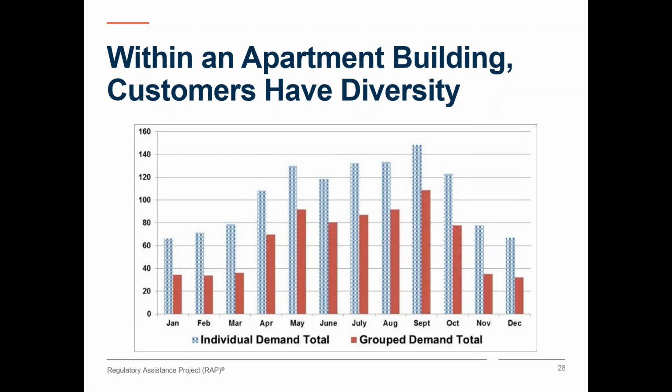And the same is true not just for apartment buildings, but for single family homes along the street or small businesses in a strip mall. The sum of customer individual peak loads, maximum loads, is not an appropriate basis for allocation of transformer or any other distribution costs.